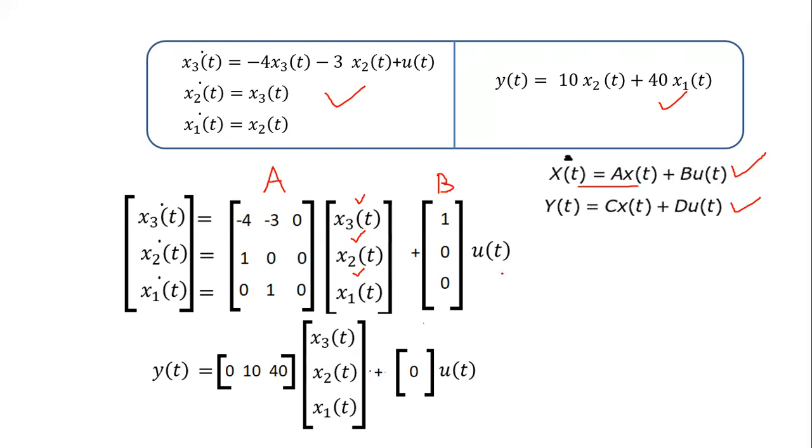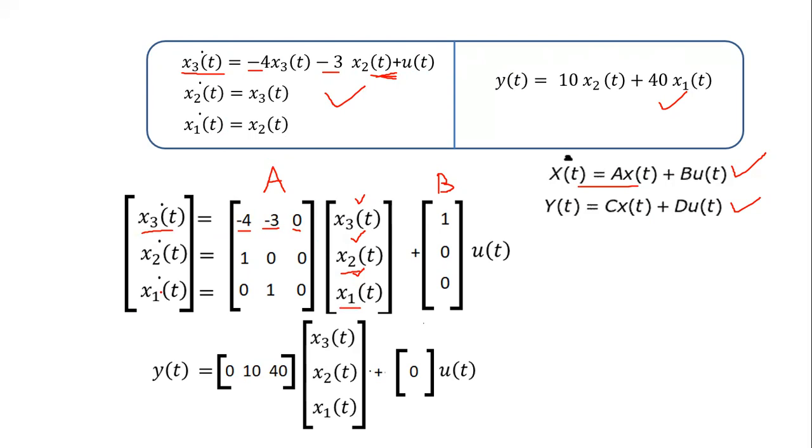Now you observe, first we take the x3 dot of t equation. So this is the x3 dot of t equation. In this equation, what is the x3 of t coefficient? The x3 of t coefficient is minus 4. And next, what is the x2 of t coefficient? The x2 of t coefficient is minus 3. And next, what about the x1 of t coefficient? Here we do not have the x1 of t term. So 0.